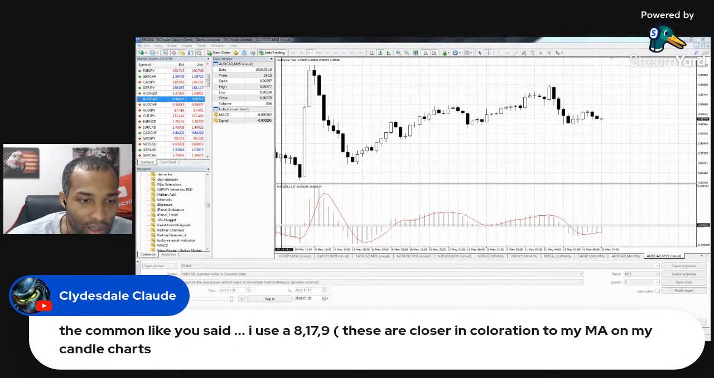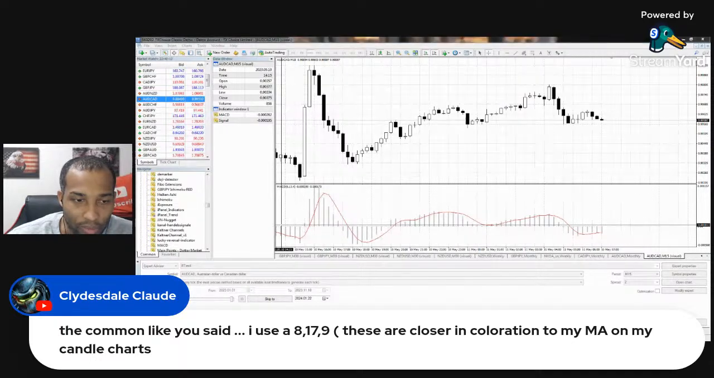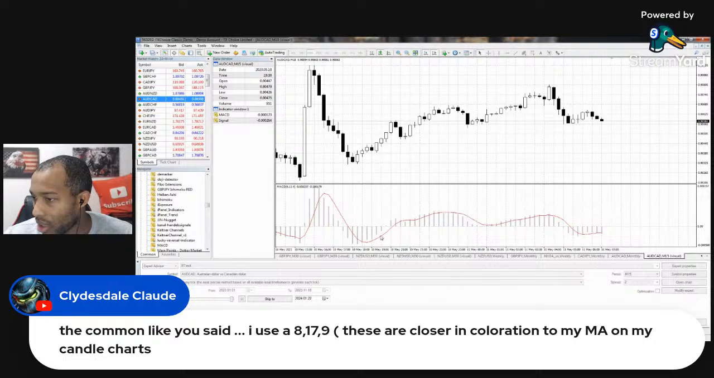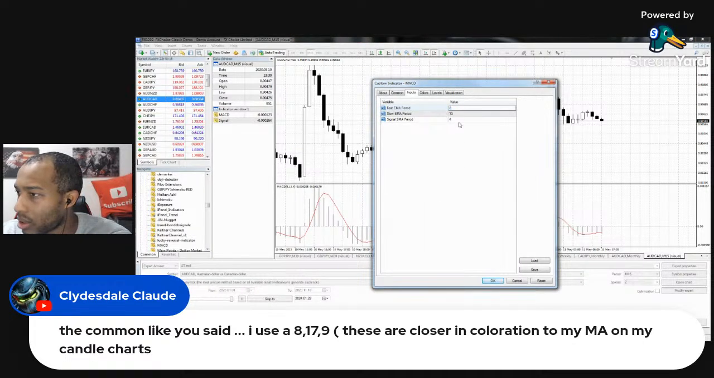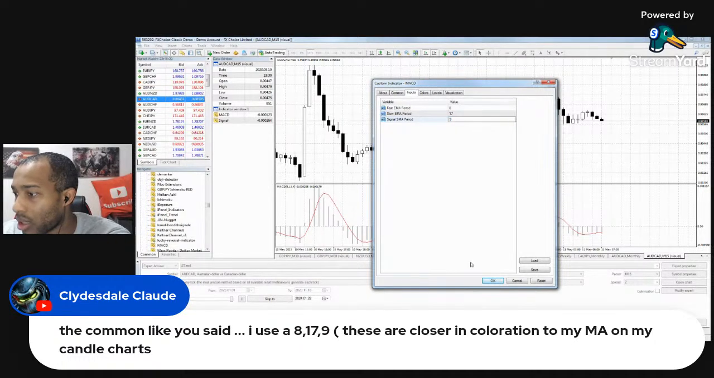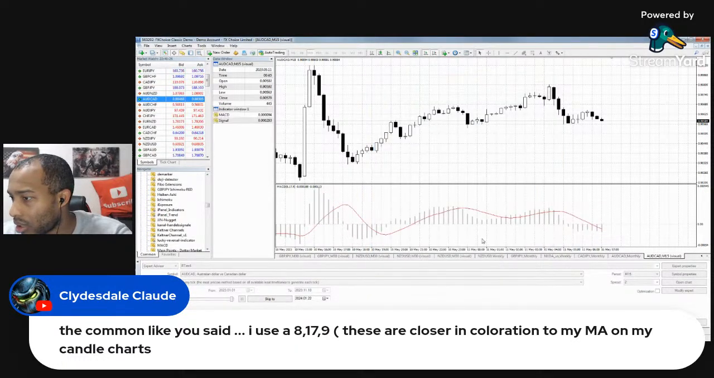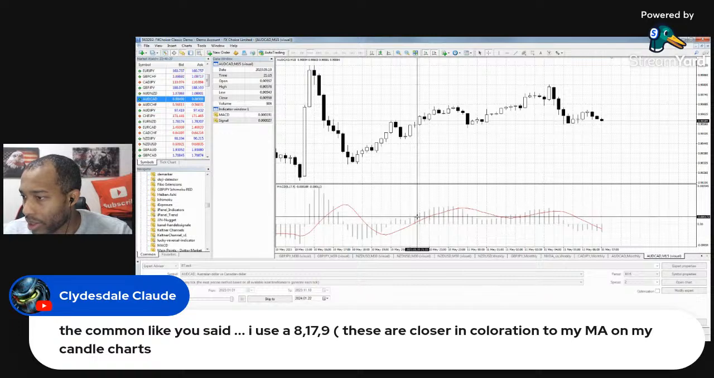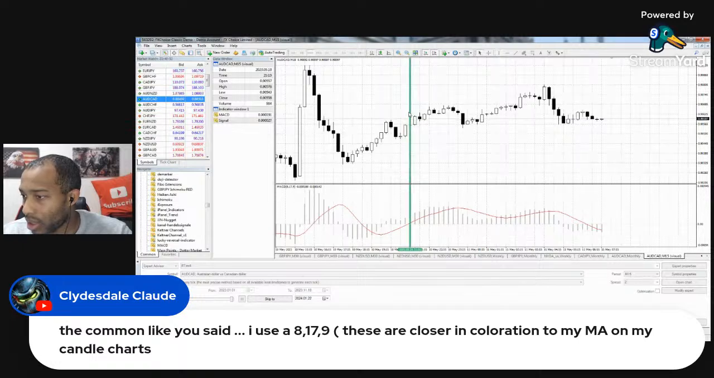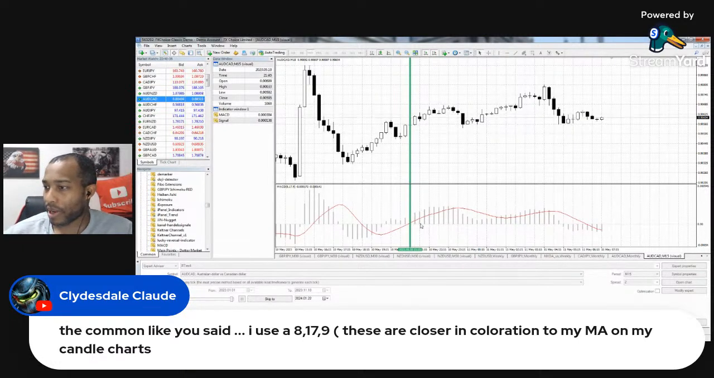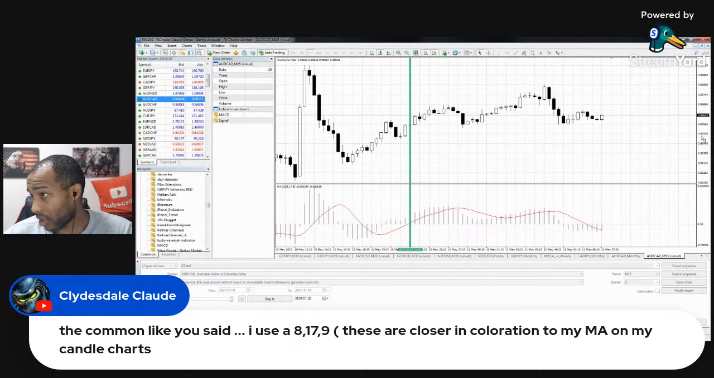The common one, like you said, 8, 17, 9, is closer in correlation with the moving average on the chart. There's that 8, 17, 9. So you would enter the trade here, typically, if everything else is agreeing. So this line is where we would enter the trade out here on the 15-minute.